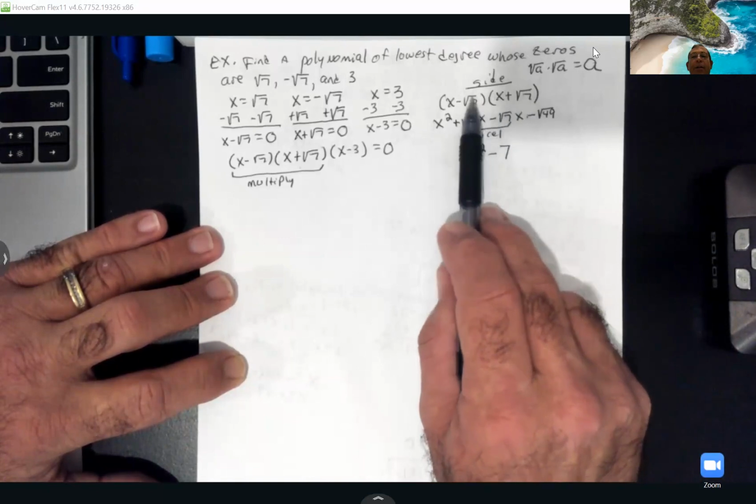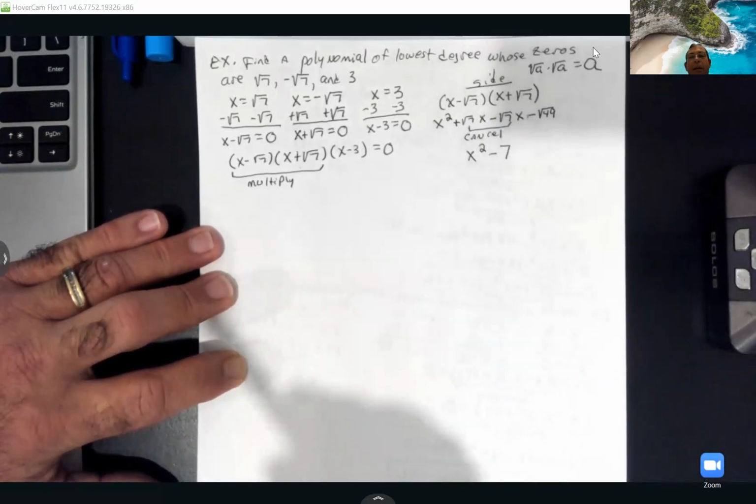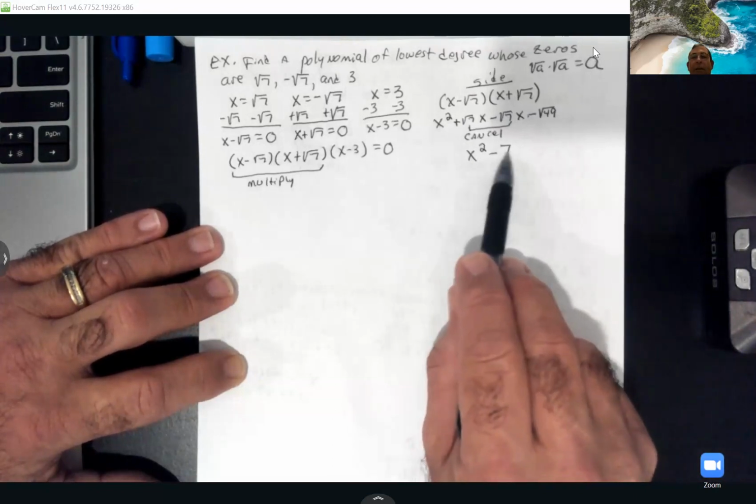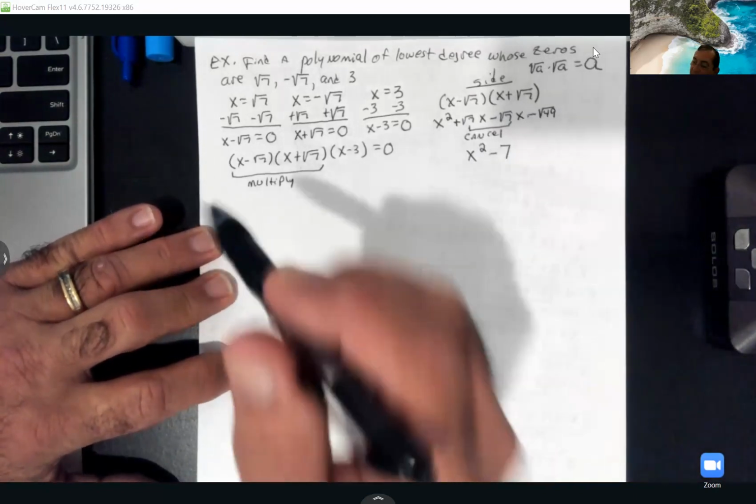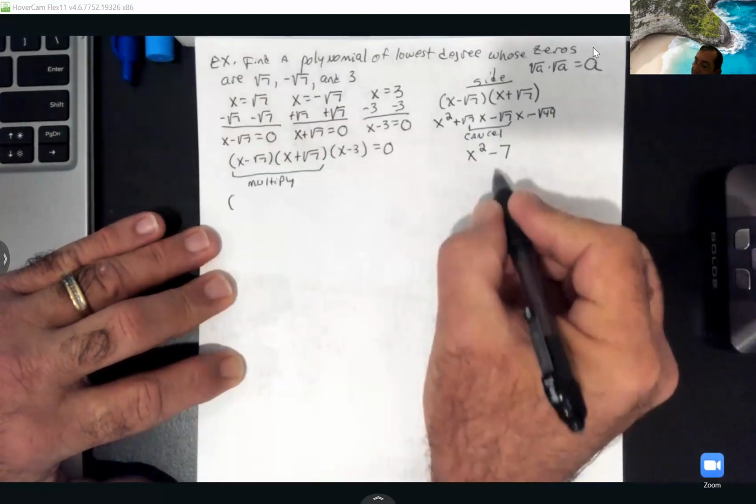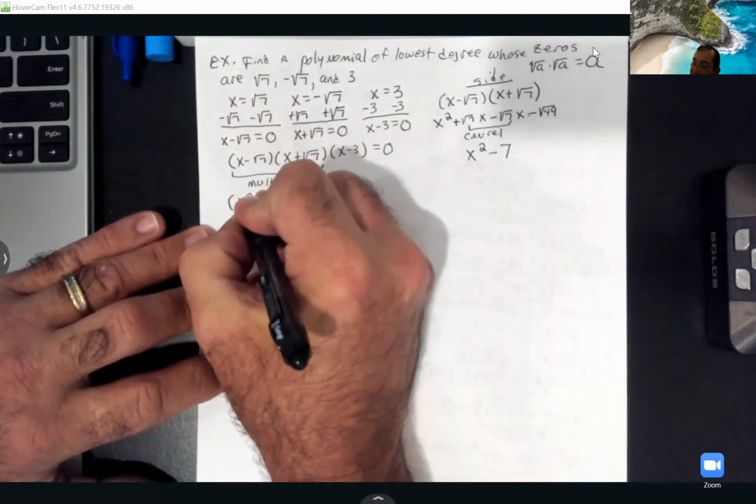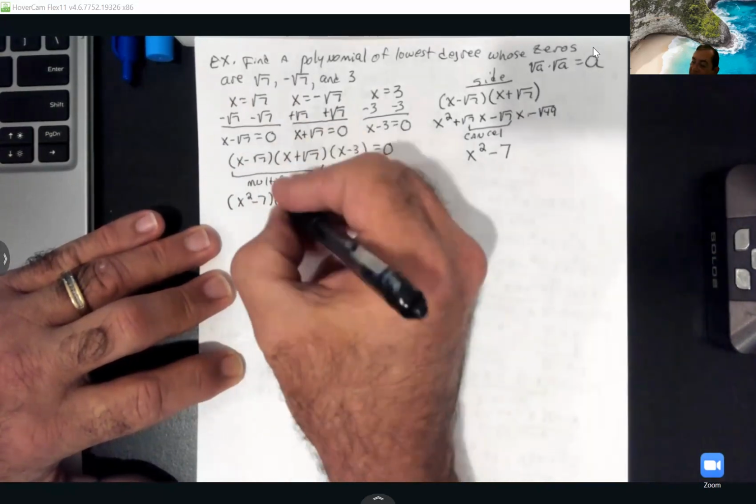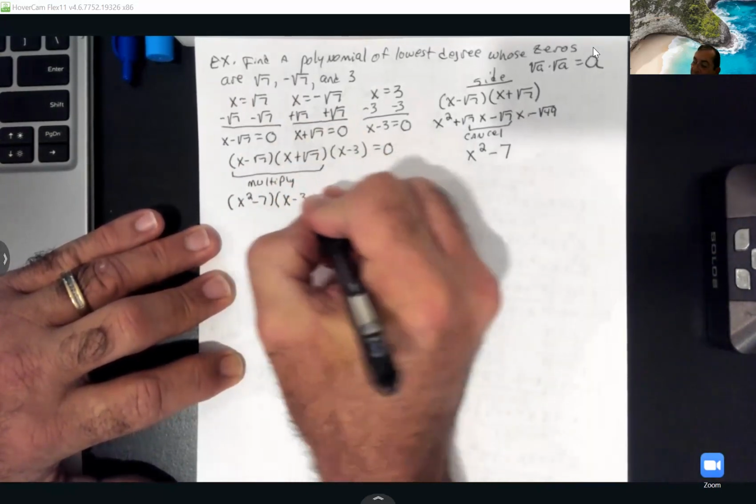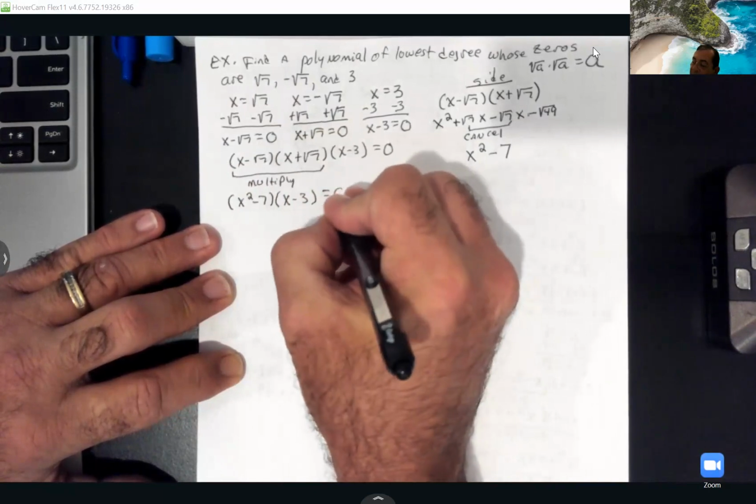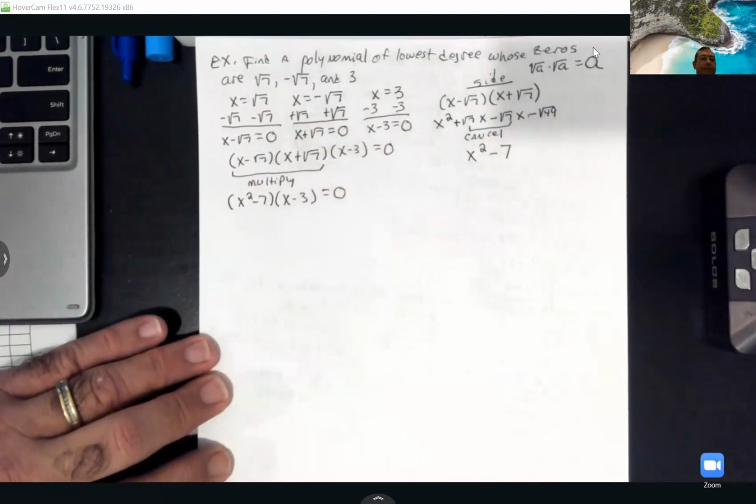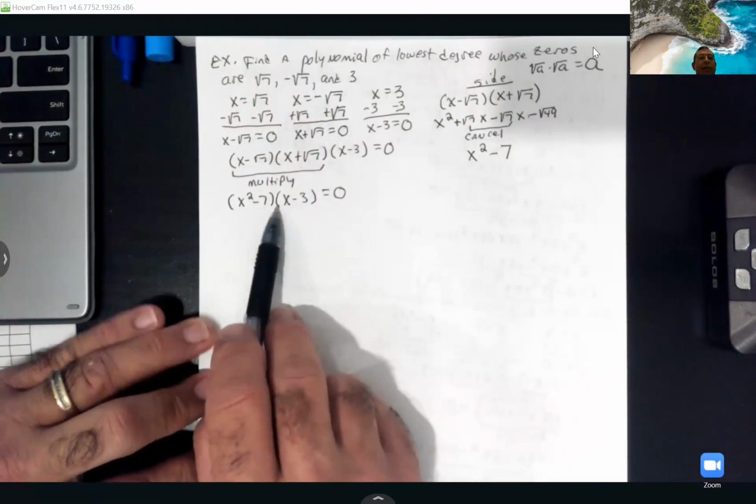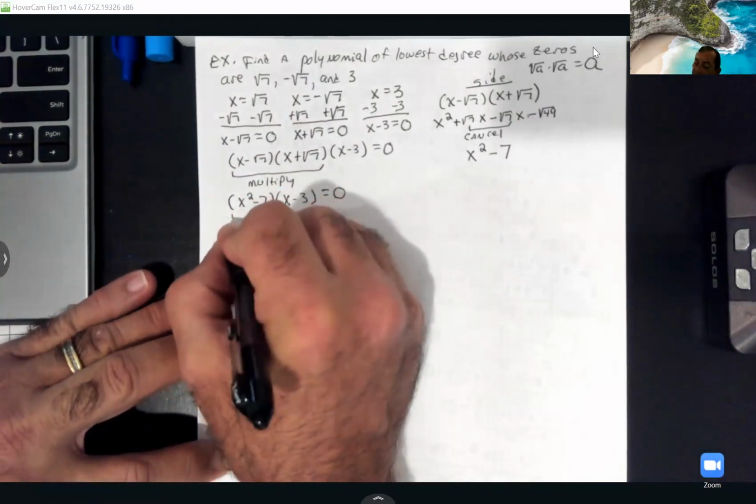And y'all notice what else? Conjugate pairs of radicals get rid of the radicals. There's no radicals left in this answer. So let's bring that over here. x squared minus 7. What's left is my x minus 3, and all that equal to my 0. All right, so all we got to do is multiply this out, and we're done.